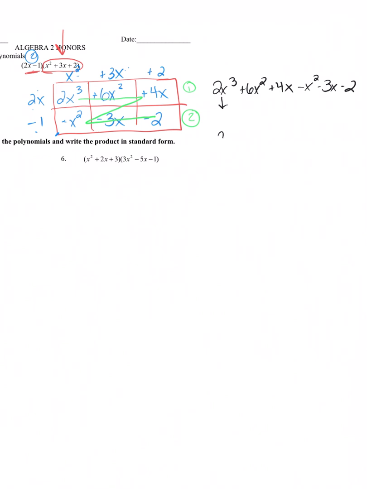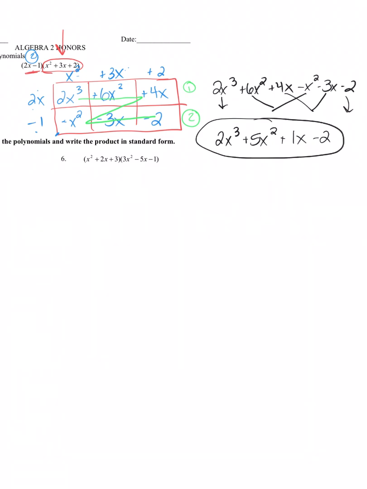So your 2x cubed drops down because there's no like terms there. Then I need to combine 6x squared minus x squared, which gives me a positive 5x squared. Then I have a positive 4x minus 3x, which gives me a positive 1x. And then the negative 2 drops down, okay, because there's no like terms. Now, notice, my exponents go from greatest to least, right? With the 2 that has no variable being last.